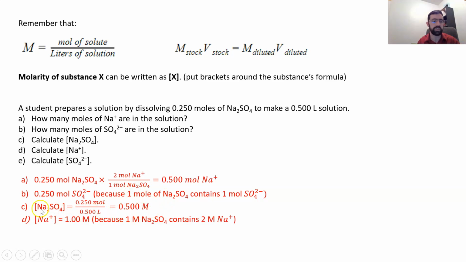0.500 molar Na2SO4 is going to have twice the concentration of Na+ ions, sodium ions. And then sulfate ions is just going to be exactly the same as the molarity here, because for every 1 molar Na2SO4, we have 1 molar SO4 or sulfate ions.